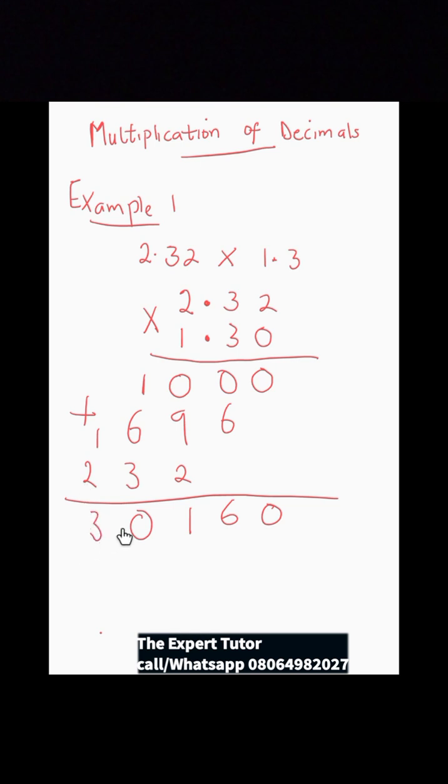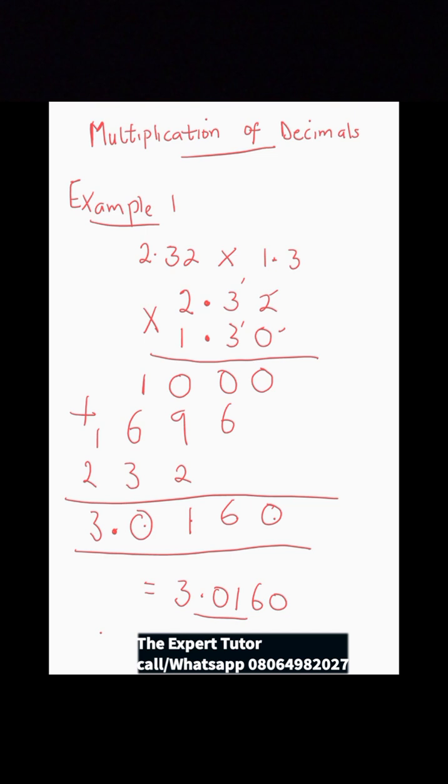So now, how do I get my decimal place? I'm going to count how many digits I have here. This is 1, 2, 3, 4 digits. I'll now come here and count 1, 2, 3, 4. So it means my decimal is going to be here. So if I multiply 2.32 times 1.3, my final answer will be 3.0160. That is the answer.